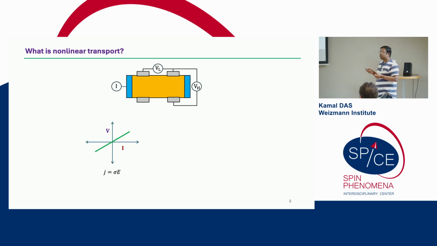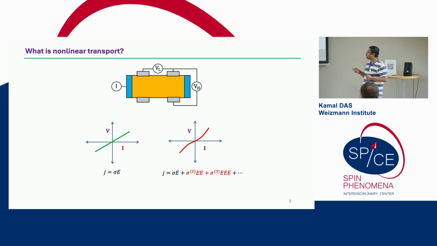We are all familiar with linear transport in a conductor, which is given by a linear IV characteristic where voltage is linearly proportional to the current. And we can model such transport by using Ohm's law. When the IV characteristic deviates from such a linear relationship, we call it nonlinear transport. And in the small bias regime, we can model this kind of transport using these equations.